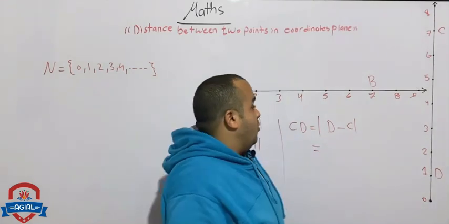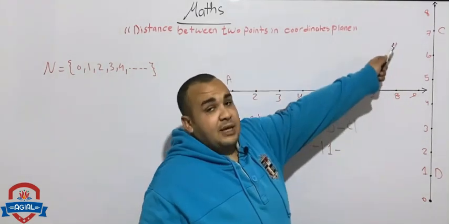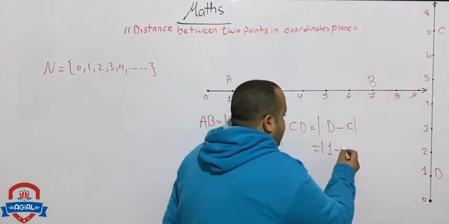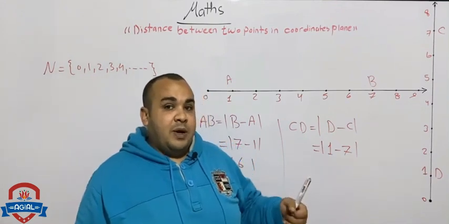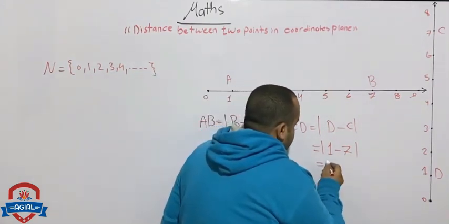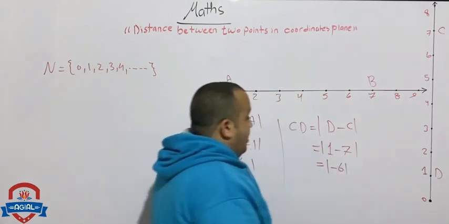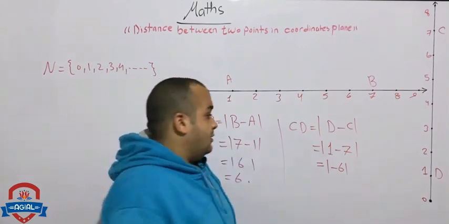D equals 1 and C equals 7. So 1 minus 7 equals negative 6, and the absolute value of negative 6 equals 6.